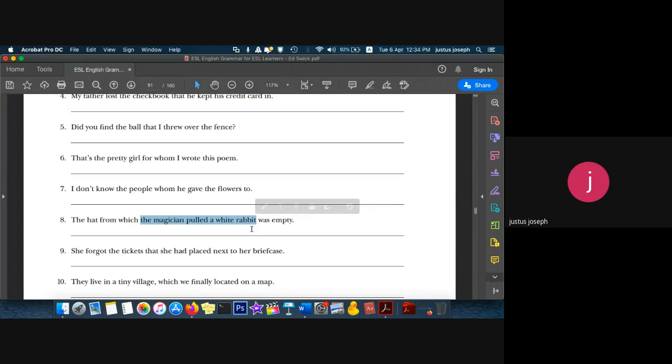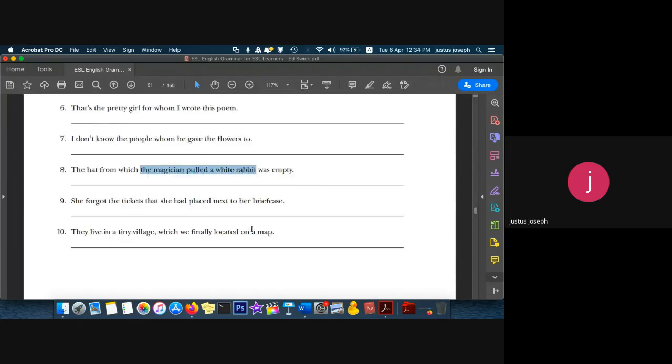This is a difficult one. I don't expect you guys to answer here, but listen to this. The hat, this thing, the "from which" will be removed from here. So you'll continue like this: the hat the magician pulled a white rabbit from was empty.